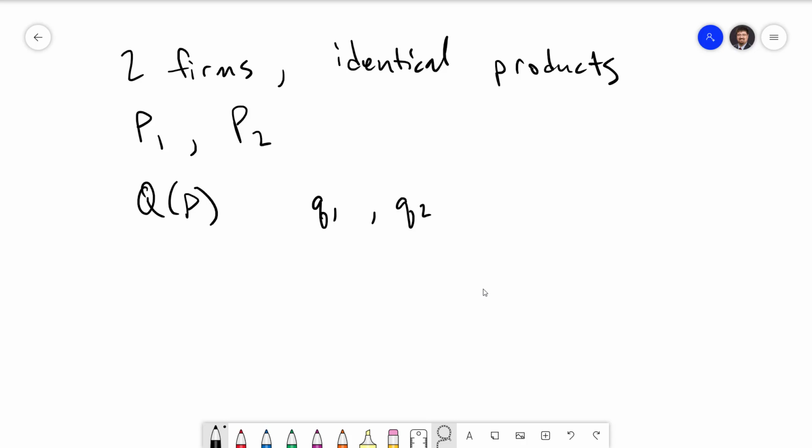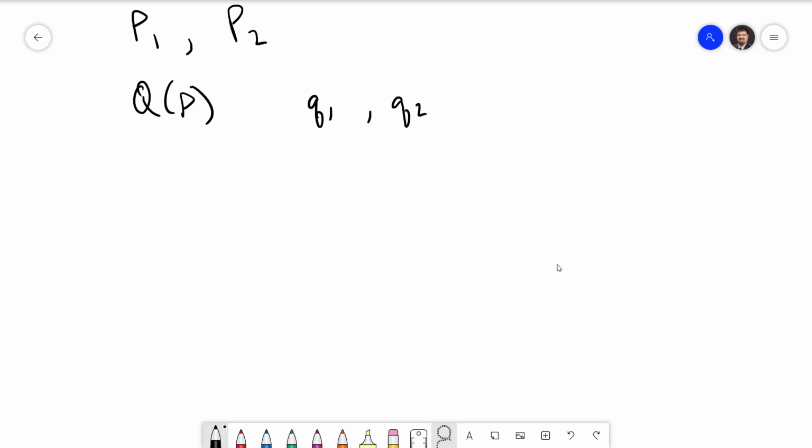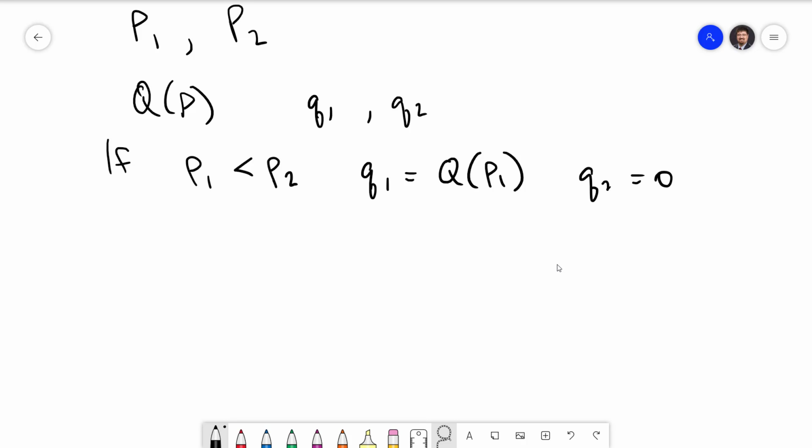Since the products are identical, consumers are always going to buy from whichever firm charges the lower price. If it's a tie, then they will split equally. Let's write this down mathematically. So if we have P1 less than P2, that means that firm 1 was able to undercut firm 2 and take the entire market. That means Q1 is going to be Q of P1. They'll take the entire market, however much quantity is demanded at that lower price of P1. Since firm 2 got undercut, they're going to sell nothing.